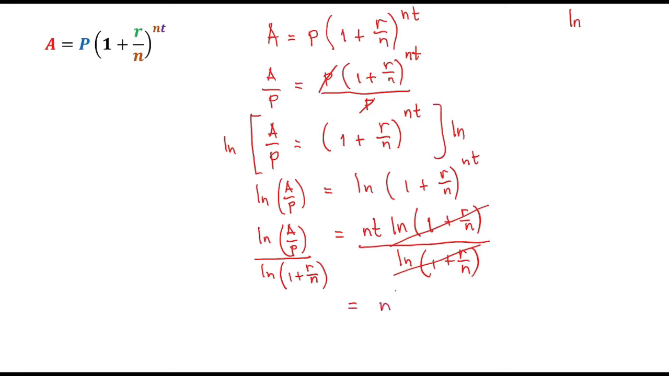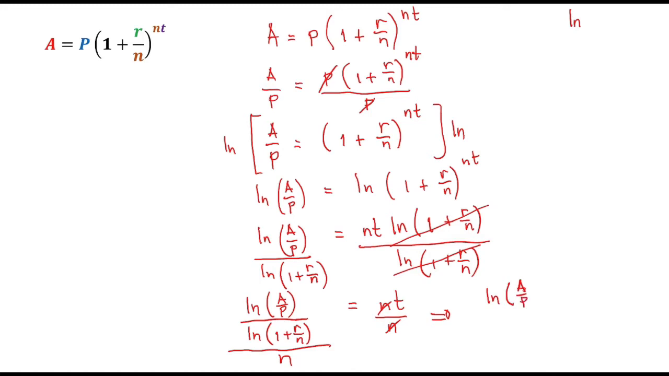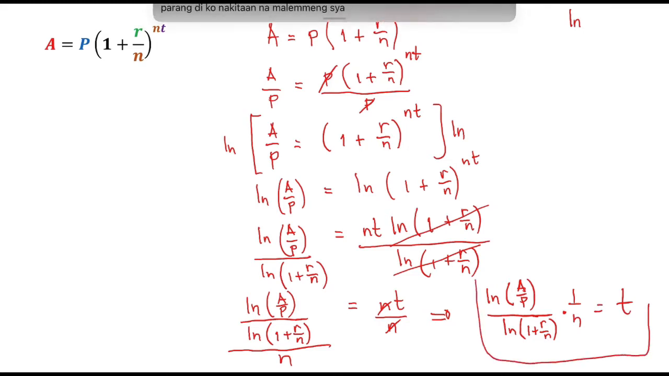So now we have NT is equal to ln of A over P divided by ln of 1 plus R over N. Since we only need T, we have to divide both sides by N. Now we cancel N and N, so you have ln of A over P over ln of 1 plus R over N. Since we have divided by N, we can multiply by 1 over N, which is equal to T. So this one is the value of our T. On how to find T, we will use this formula.